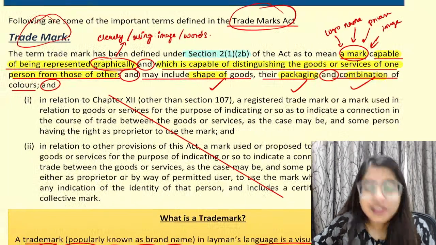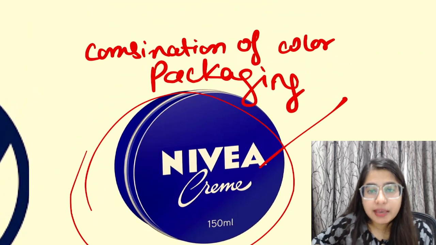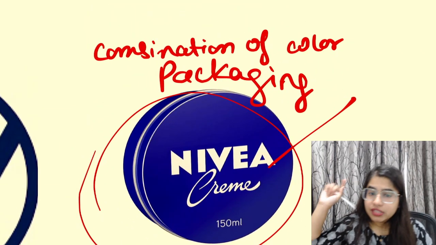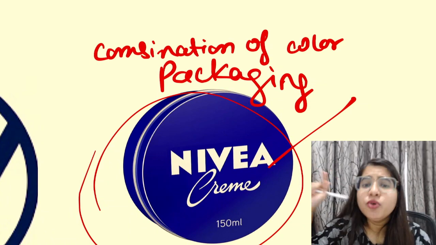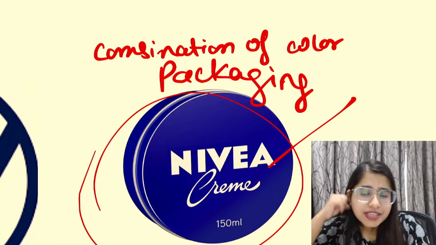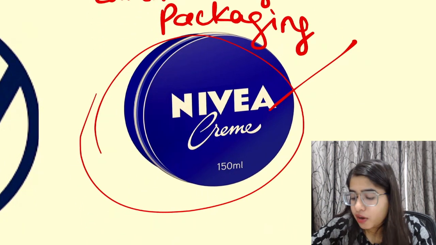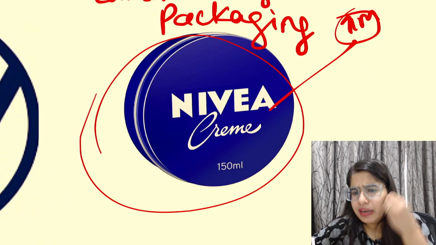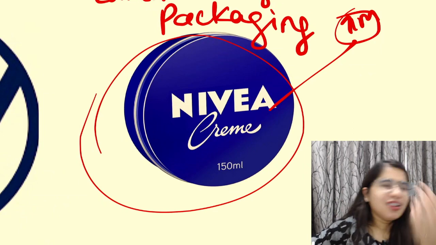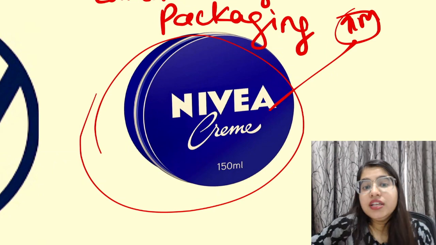And third is combination of colors. Again, in combination of colors I'll give you the Nivea example. If you see this blue and white combination, this navy blue and white combination, my dear, they have taken a trademark of this combination of color. That no other cream brand company or any cosmetic company can use the same packaging.